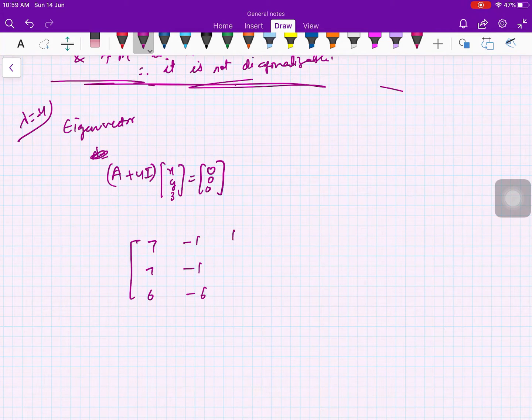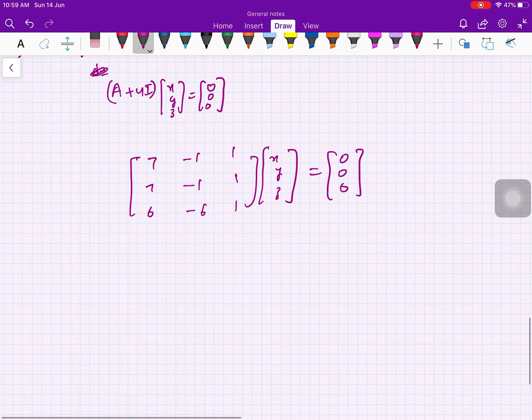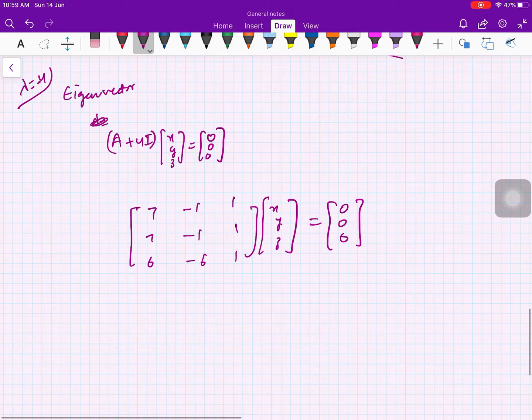So you will have 7, 6, minus 1, minus 1, minus 6, 1, 1, 1. Even if you have algebraic multiplicity 1, you don't need to compute the geometric multiplicity. It will always be 1, because whenever we have one eigenvector, all the multiples of that eigenvector are eigenvectors again.